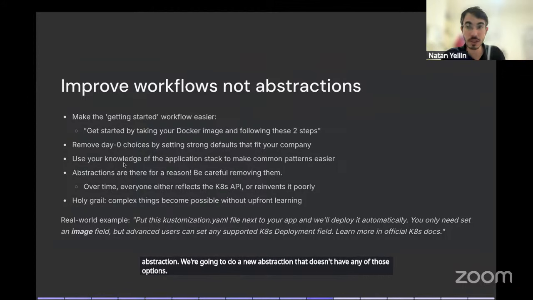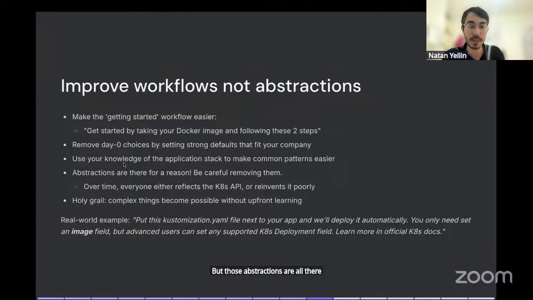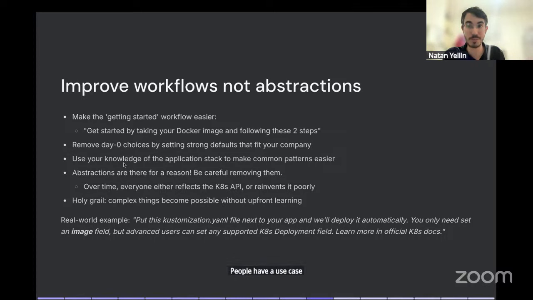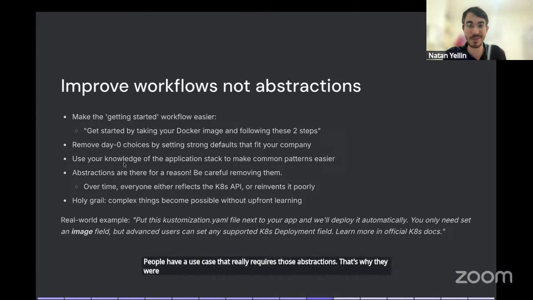But those abstractions are all there for a reason. What's going to happen a year from now is people will have some use case that is the reason those abstractions were added to Kubernetes. Again, the use case, the requirements are what dictate the complexity. People have a use case that really requires those abstractions. That's why they were added to Kubernetes to begin with. And now you will have to reinvent them.